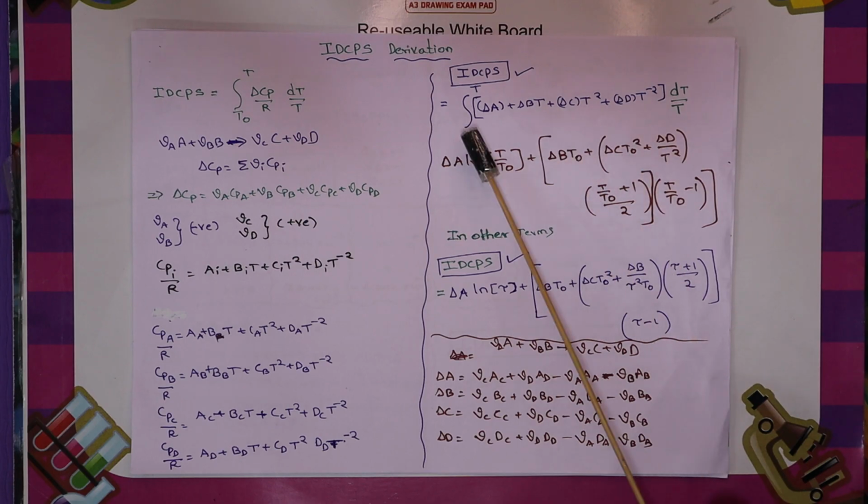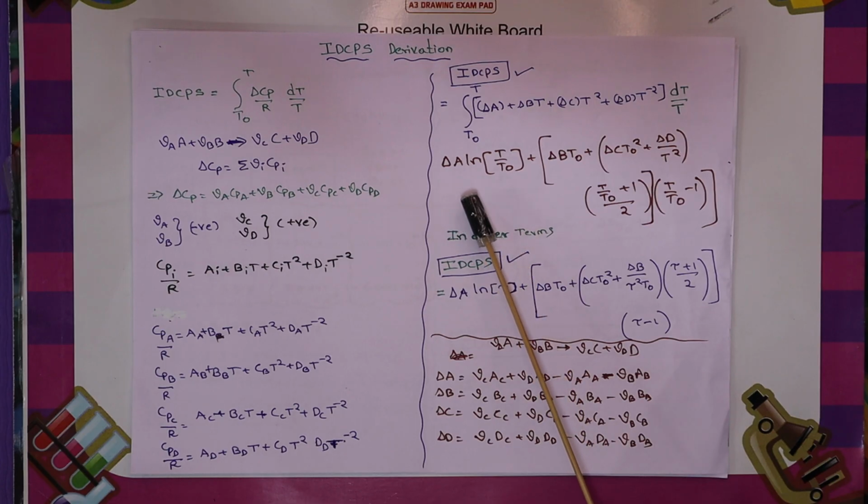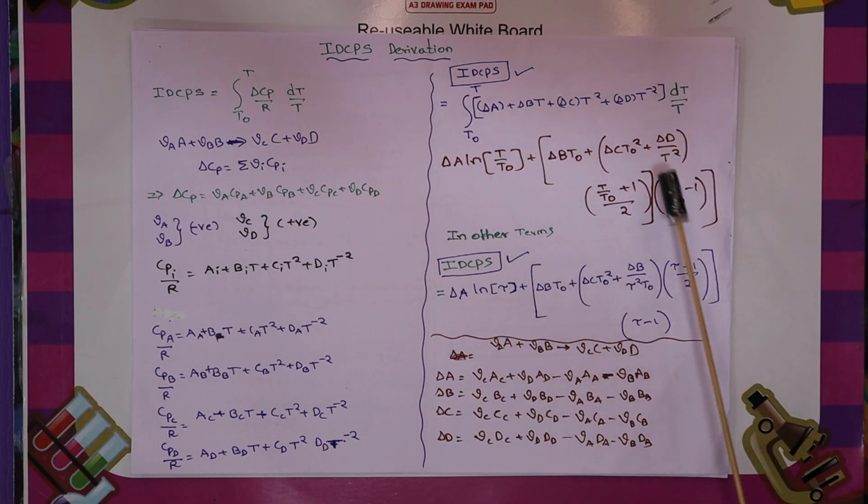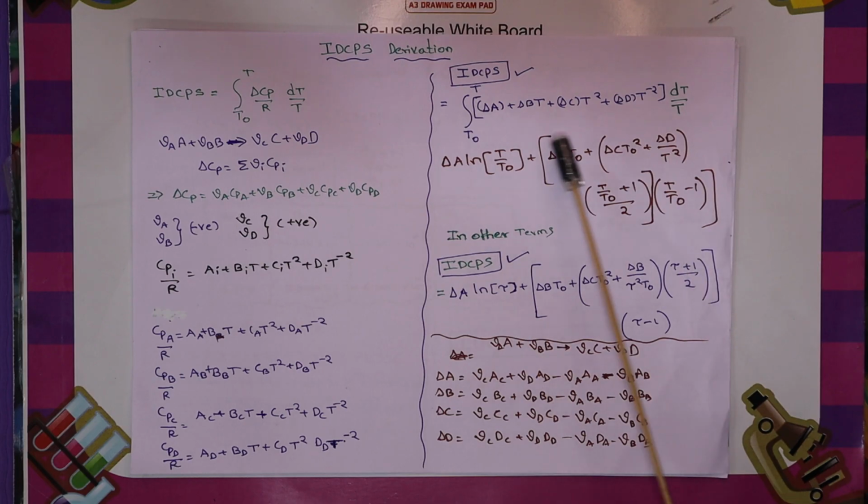If you integrate this particular expression, the final thing you are going to get is IDCPS, which is nothing but delta A into ln T by T0 plus delta B into T0 plus delta C into T0 square plus delta D by T square into T by T0 plus 1 by 2, whole into T by T0 minus 1. Or another form you can see in the textbook, delta A ln tau. Tau is nothing but T by T0. Don't worry, if you replace T by T0 by tau, this equation will transform to this equation. Either you can use this equation or this equation.